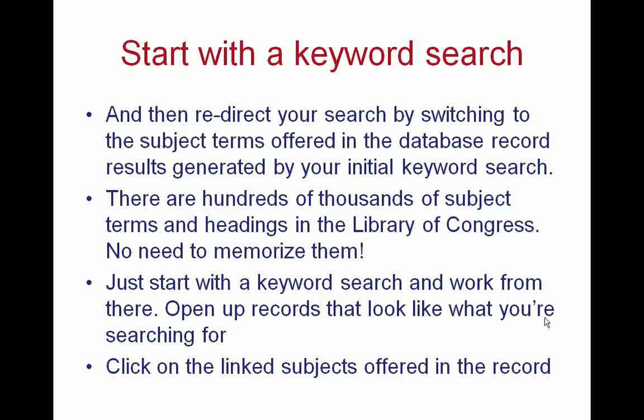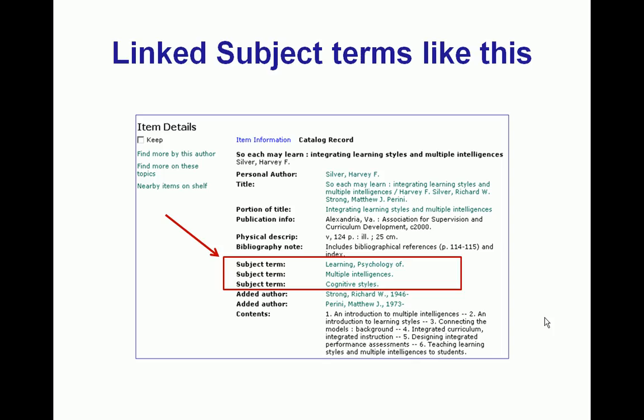There are hundreds of thousands of subject terms and headings in the Library of Congress. There's no need to memorize them. I'm a librarian, and I certainly have not memorized them. I often do start with a keyword search, and then I work from there. I open up records that result from that keyword search, records that look like what I'm searching for, and then I go into the records. I click on the linked subjects offered in the records because I know that those subject links are likely to focus my search or redirect my search in a way that's possibly more relevant than just a keyword search, because a subject is what a thing is about, isn't it?